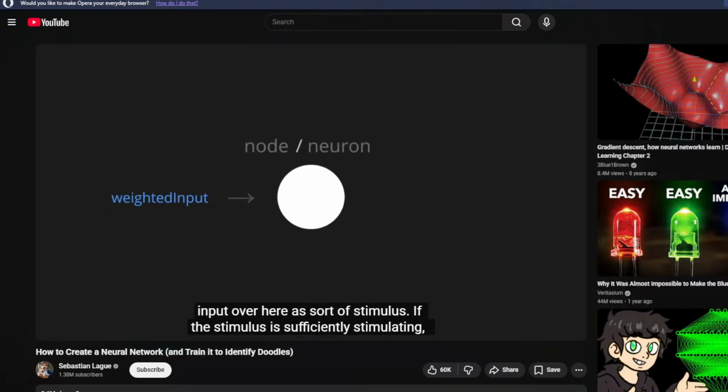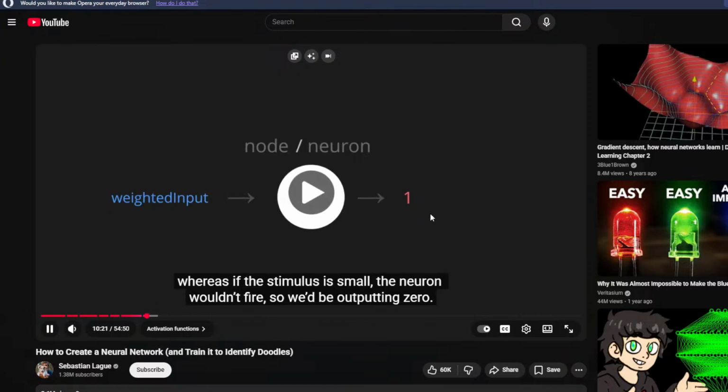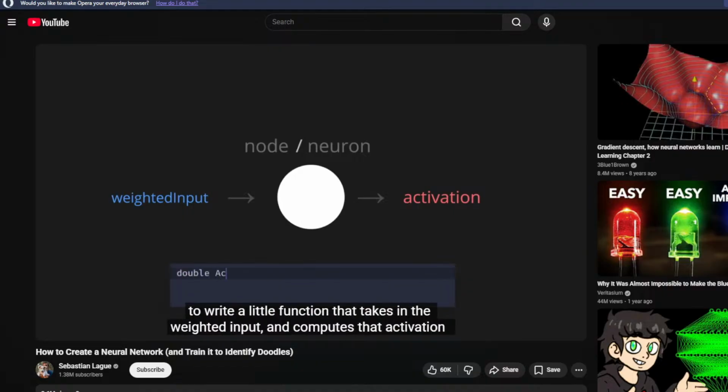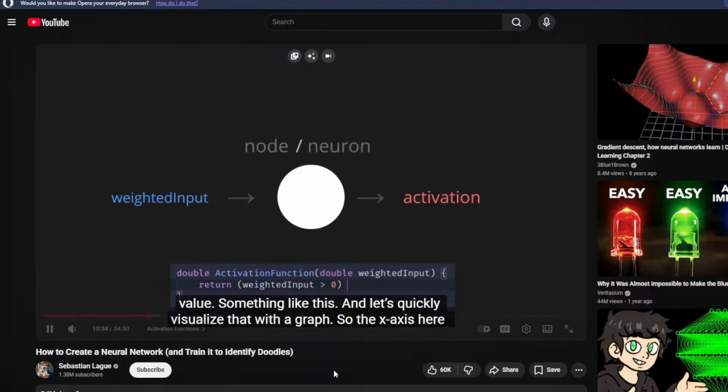If the stimulus is sufficiently stimulating, that should cause the neuron to fire, which in our model could mean outputting a value of 1, whereas if the stimulus is small, the neuron wouldn't fire, so we'd just be outputting 0. I'll refer to this output as the activation value, so we just need to write a little function that takes in the weighted input and computes that activation value, something like this.